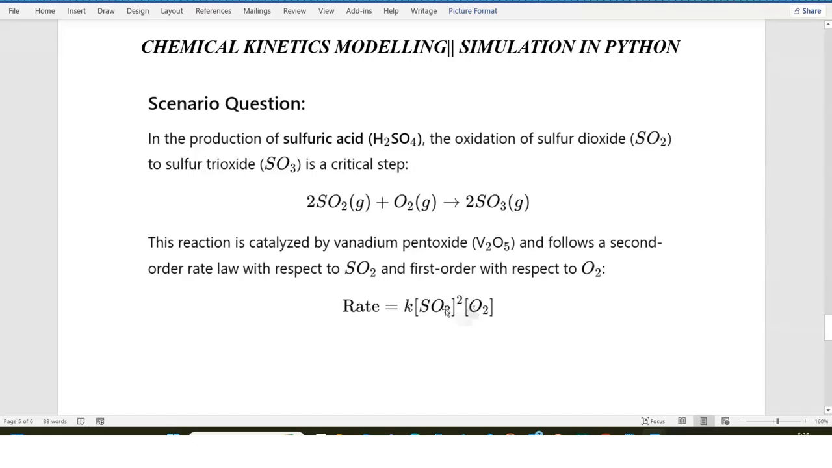So it is a second order with respect to sulfur dioxide and first order with respect to oxygen. So if I get this 1 on oxygen plus the 2 on the concentration of sulfur dioxide, I get 3. So this makes it a third order reaction.